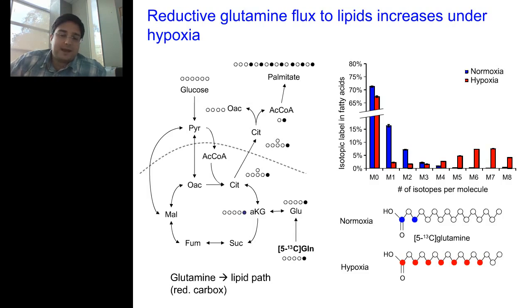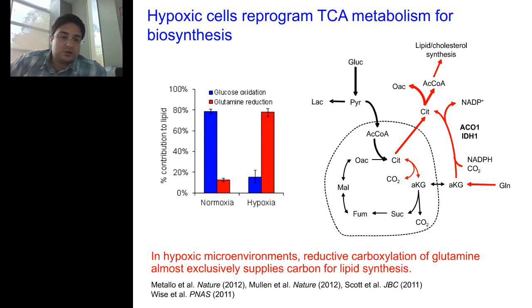We can back out these contributions to the acetyl-CoA pools with some simple modeling, and we and others have recently shown that this is pretty common to a number of different cell types. Under hypoxia, glucose is minimally utilized for lipogenesis, whereas glutamine, metabolized through this reductive pathway, is the preferential carbon source used for this process.